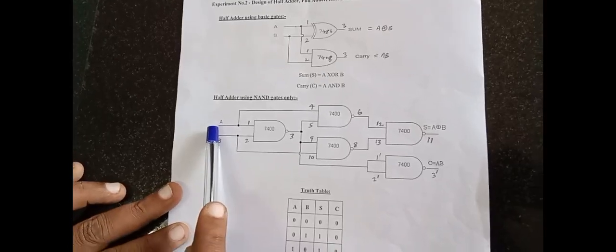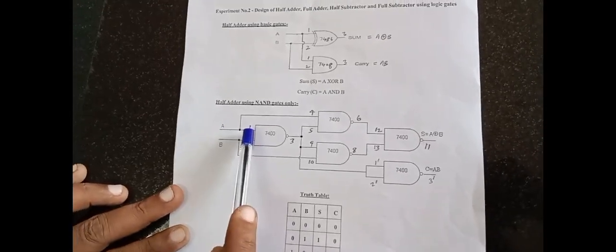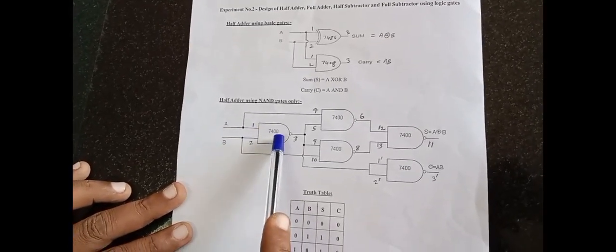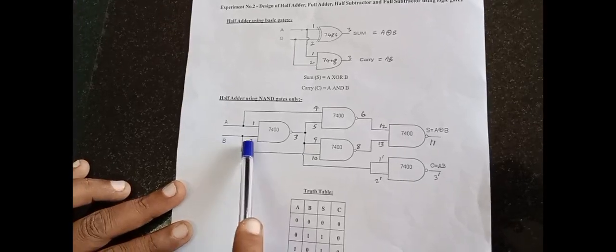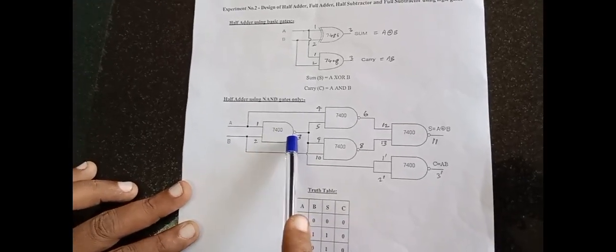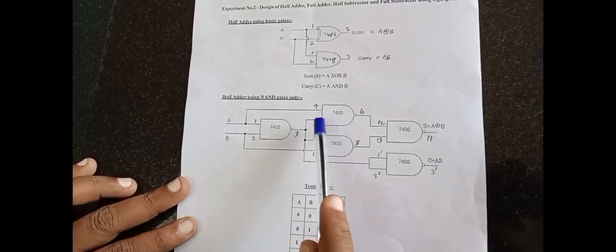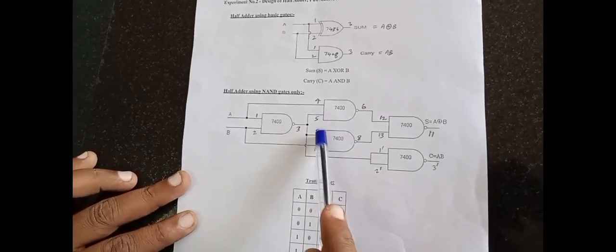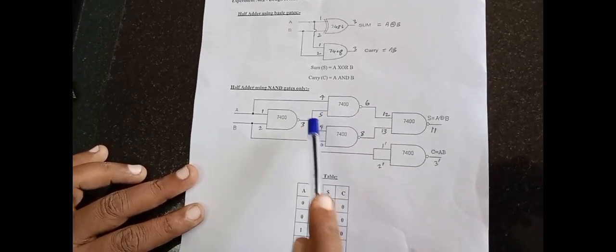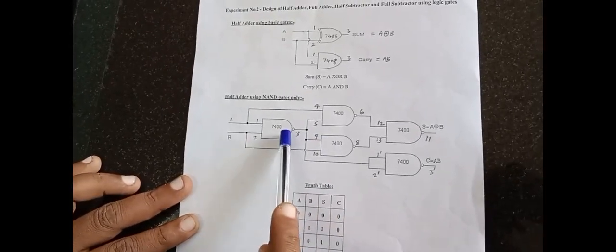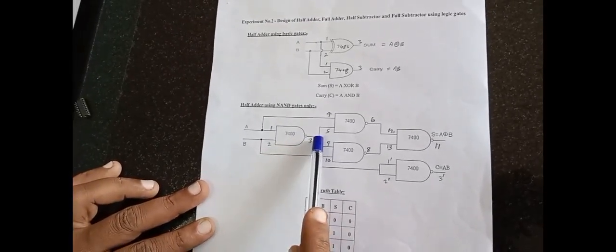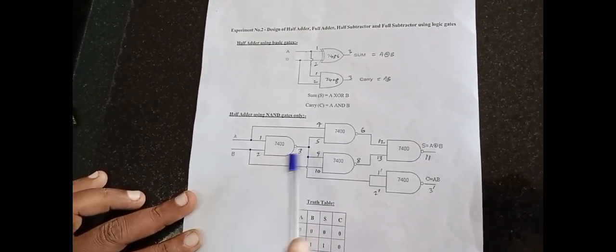This is input A, which is given to pin number 1 of 7400. Another input is given to pin number 2. The output is taken from pin number 3. This is given to pin number 5 and also pin number 9. Otherwise, you can short pin number 5 and 9, and give the output of pin 3 to pin number 5 or either 9.